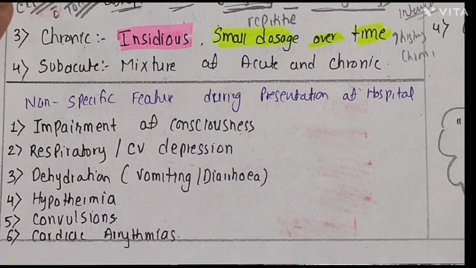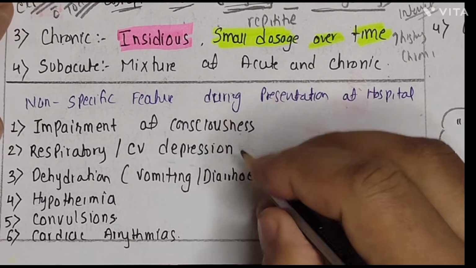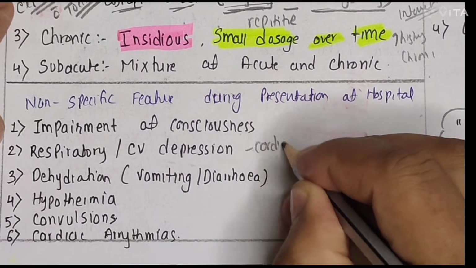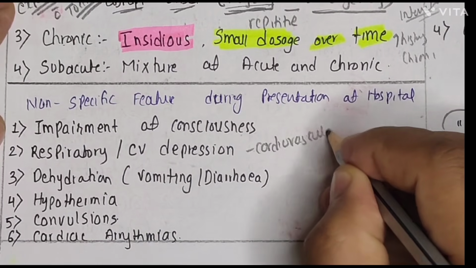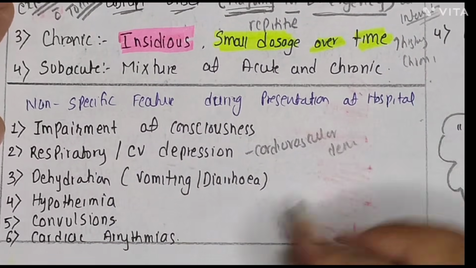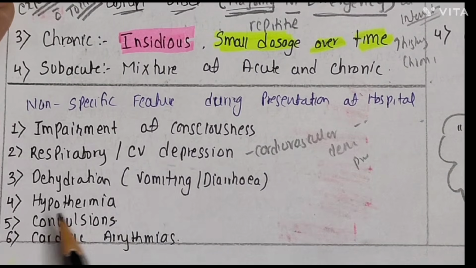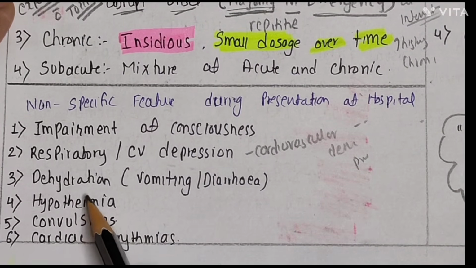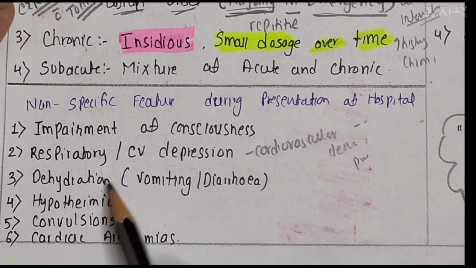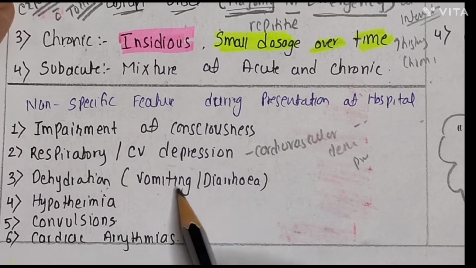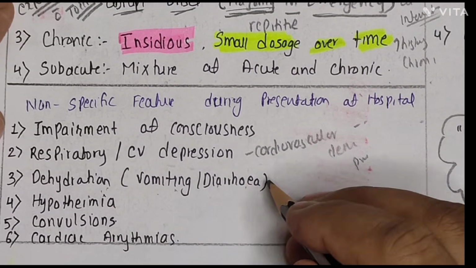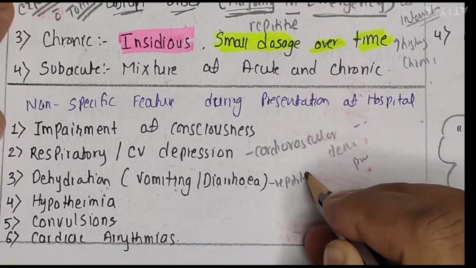The person will generally end up in the emergency department. Sometimes the person will have respiratory or cardiovascular depression. This CVS is nothing but cardiovascular depression. So again, this is a medical emergency and requires prompt intervention. Sometimes the person may come in a dehydrated condition, which is generally due to repetitive vomiting and diarrhea.